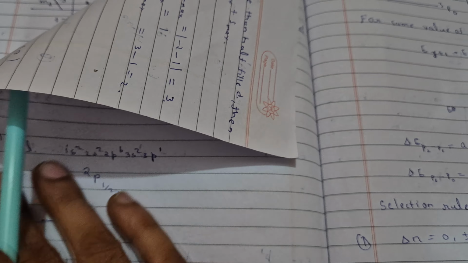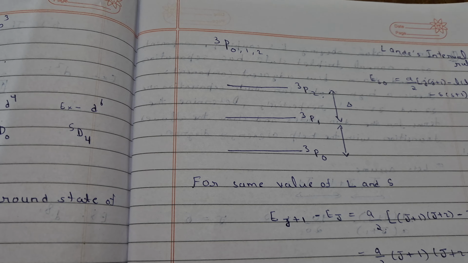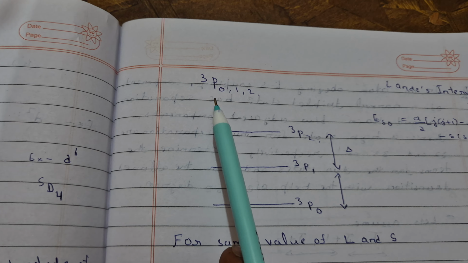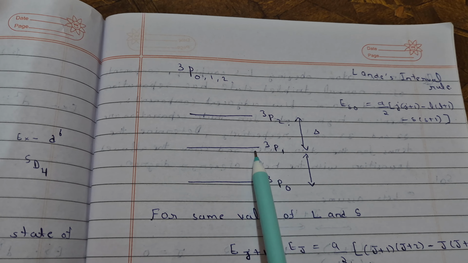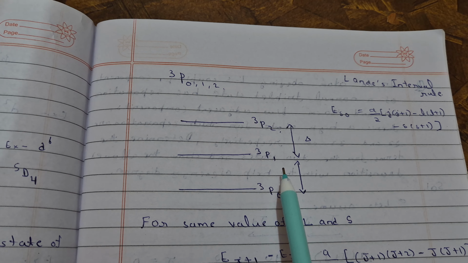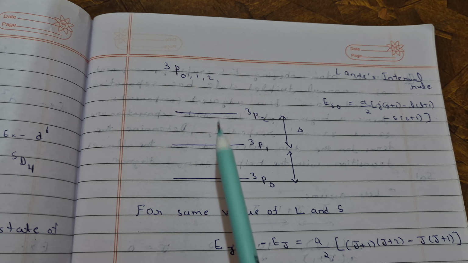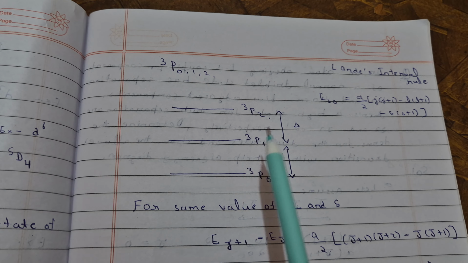Now there is one more thing we need to discuss here. If we are getting triplets like 3P with J values 0, 1, 2, they will be in this order: 3P0, 3P1, 3P2. As we have found the energy difference in the doublets, here also you can find the energy difference.